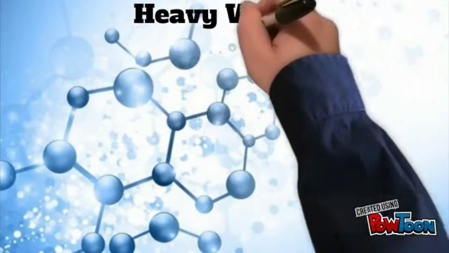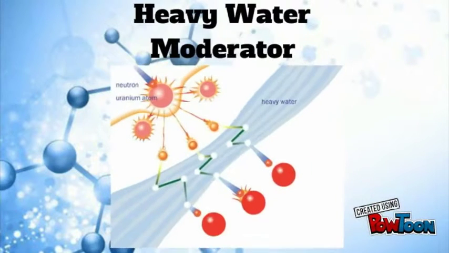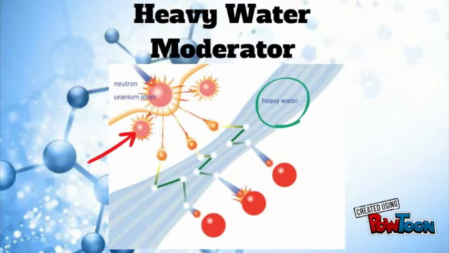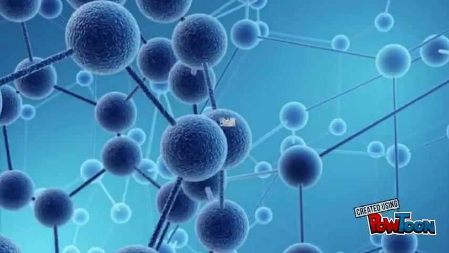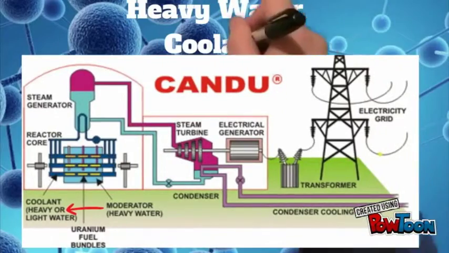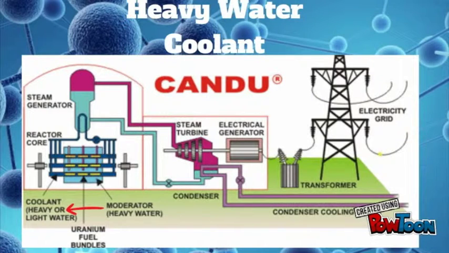The moderator used in CANDU reactors is deuterium oxide, which is known as heavy water. The heavy water acts as a coolant and carries the heat energy produced in the nuclear reaction from the uranium rods to the steam generators and then to the turbines to produce electric power.